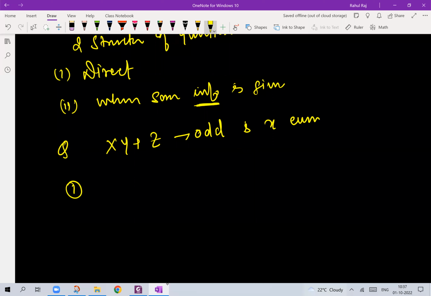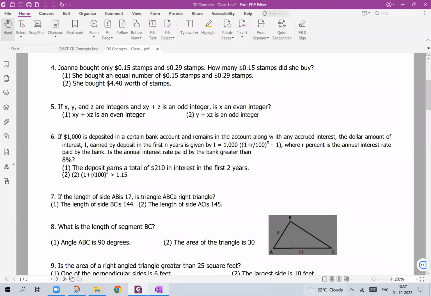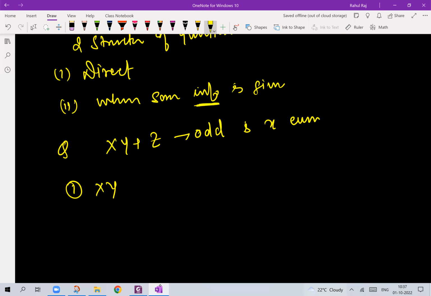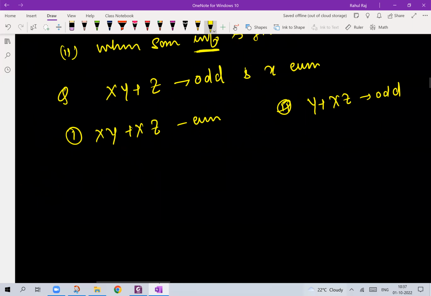Option number 1 says xy plus xz is an even integer. And option number 2 says y plus xz is an odd integer. So this is a question, guys, which, if it comes in your exam, you will not like to leave at all, because you will be thinking the question is pretty simple. They're asking you, is x an even integer?